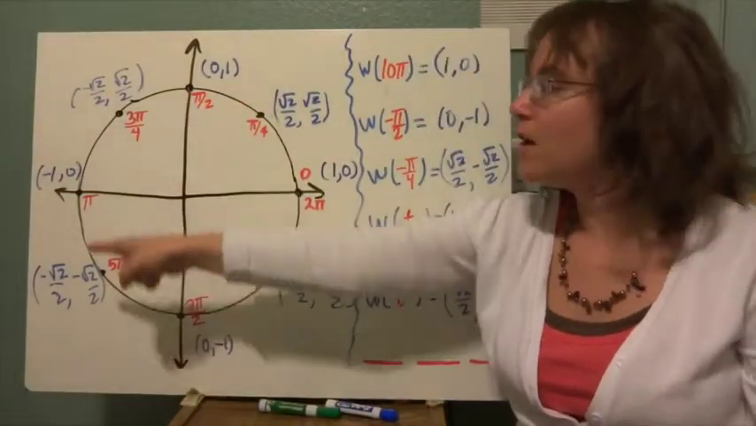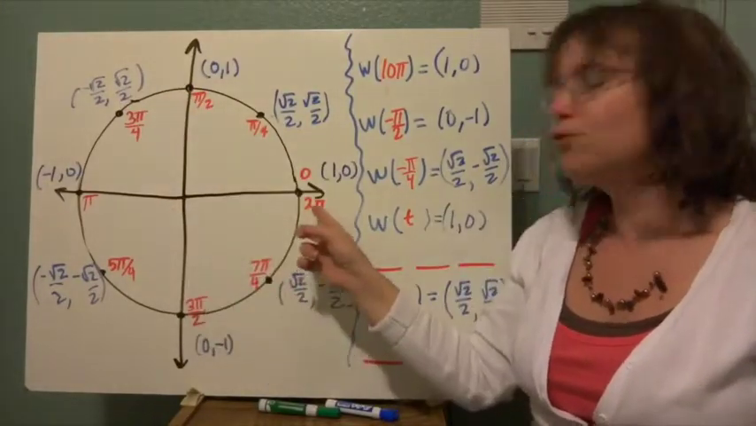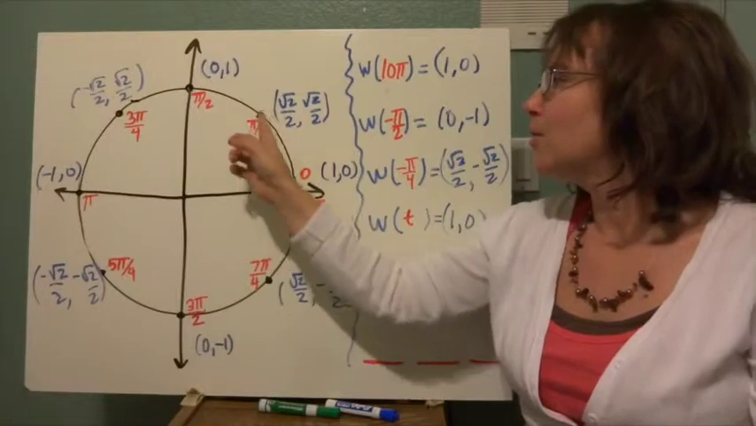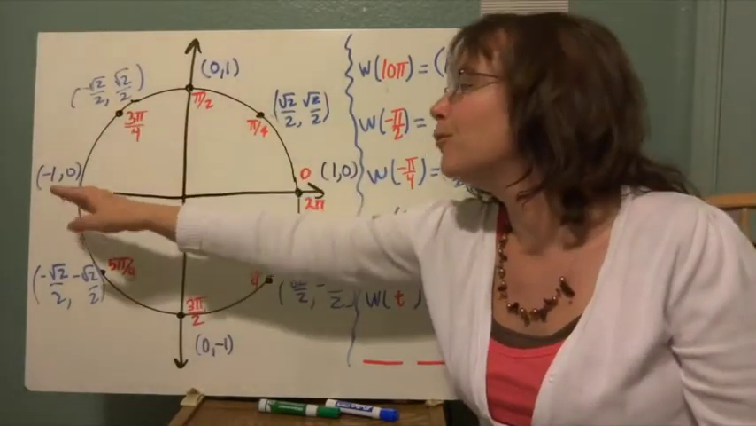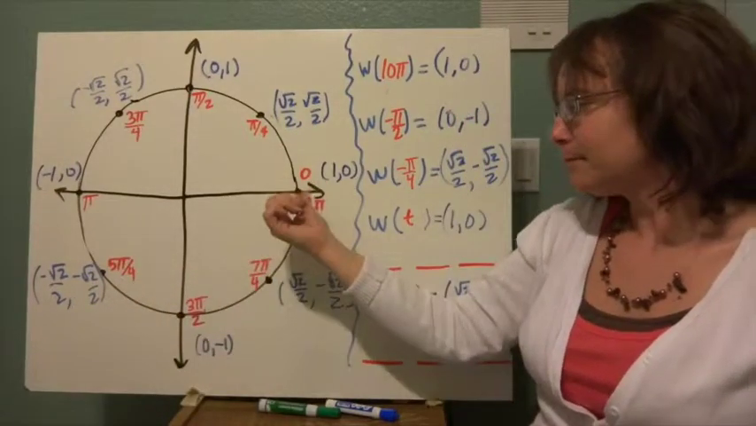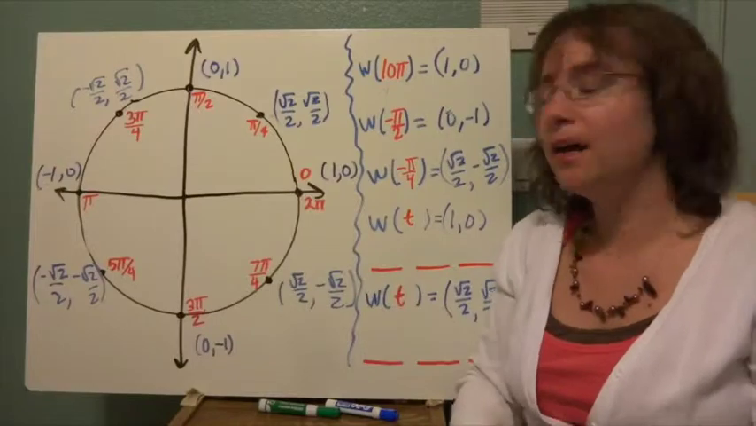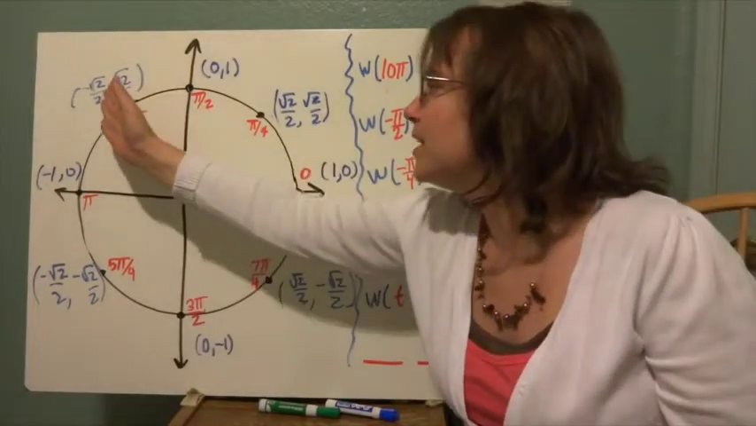So here I have all of them labeled with going through fourths. So all the way through 2 pi with fourths. So 1 pi over 4, 2 pi over 4, 3 pi over 4, 4 pi over 4, 5, 6, 7, and then 8. You can think of 2 pi as 8 pi over 4.